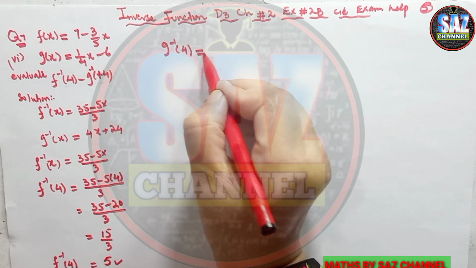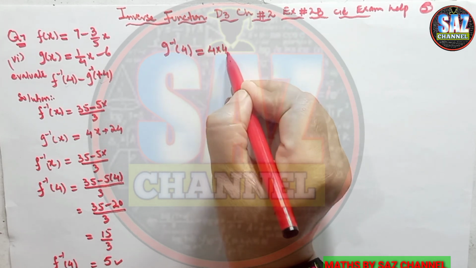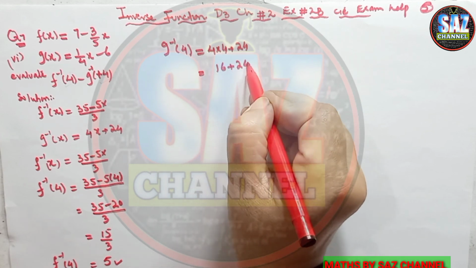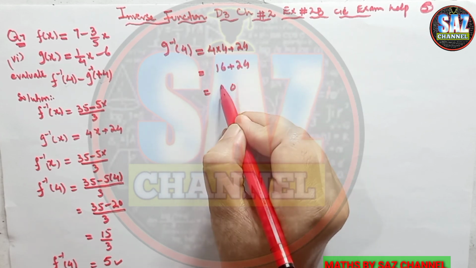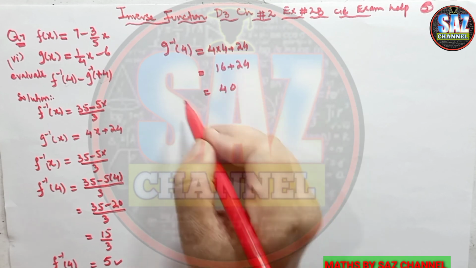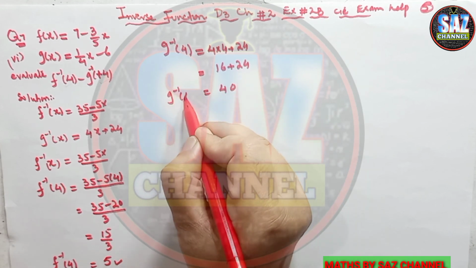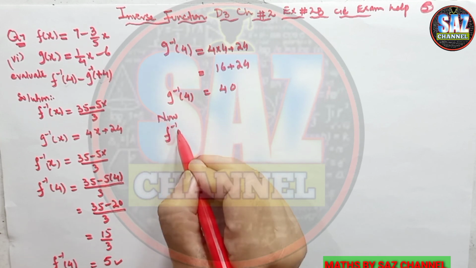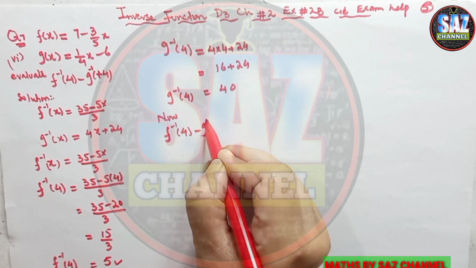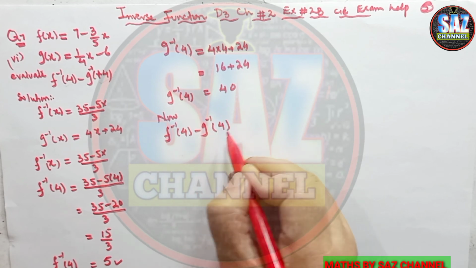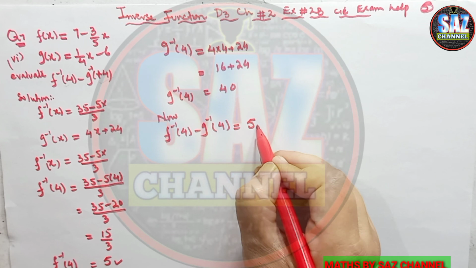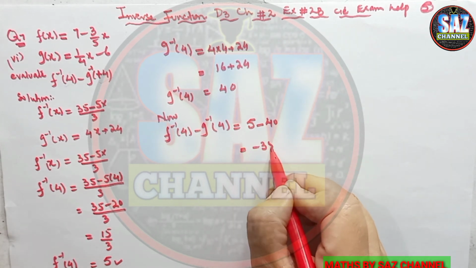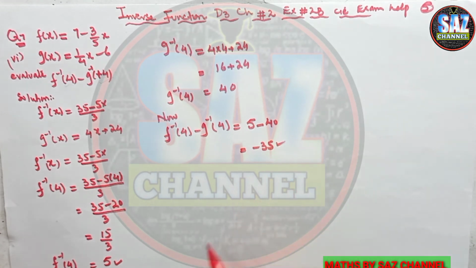Now g inverse of 4 equals 4 into 4 plus 24, which is equal to 16 plus 24, which is 40. Now finally what we have to do: f inverse of 4 minus g inverse of 4, that is 5 minus 40, which is equal to minus 35. I hope you are clear about this question.